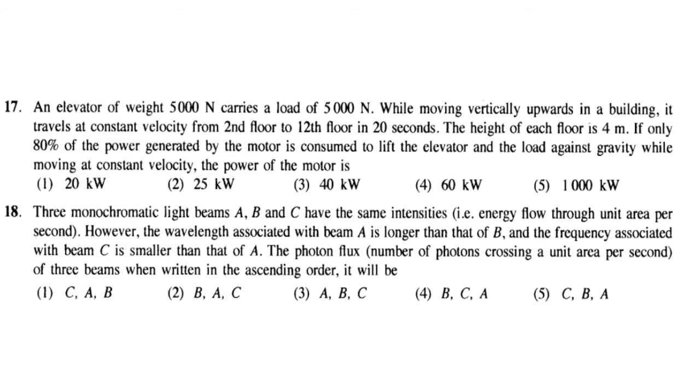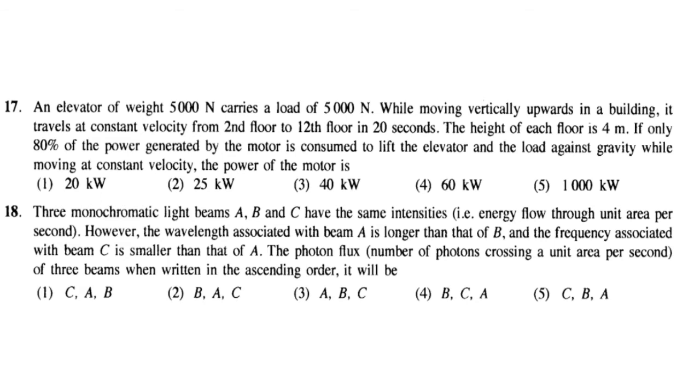And it says this 20,000 watt is equal to 80% of the power of the motor. So only 80% of the power of the motor is consumed to elevate this system. So we can write 80% is equivalent to 20,000 watt. Then for 100%, how many watts? So 20,000 divided by 80 multiplied by 100. It is 25 kilowatt. The answer is 2.